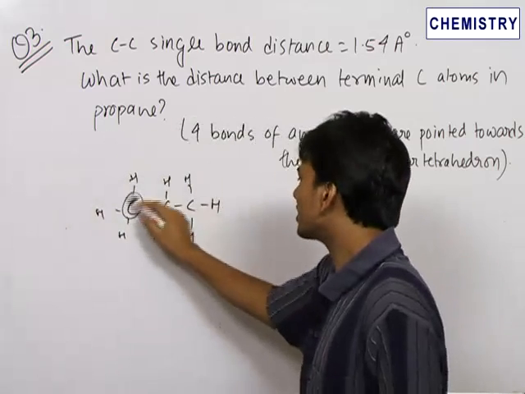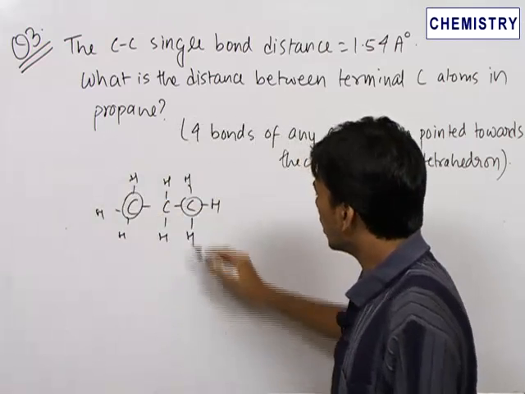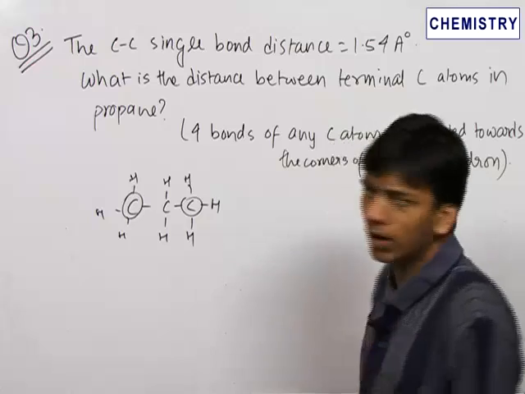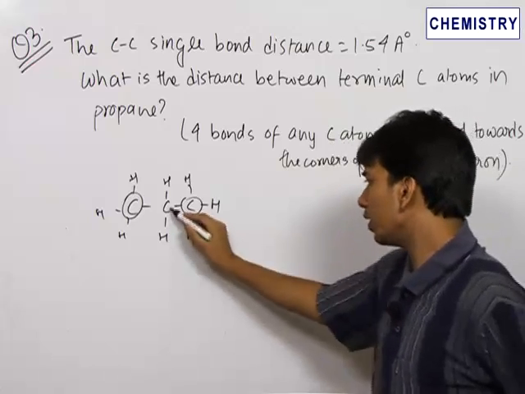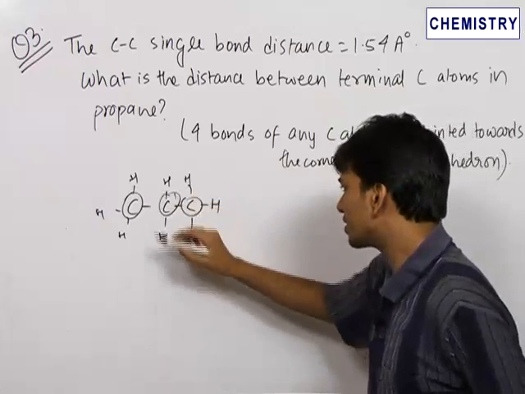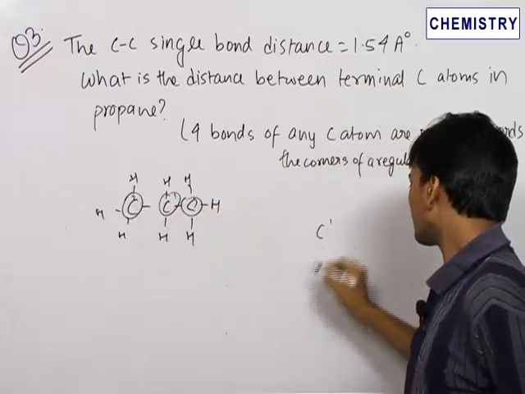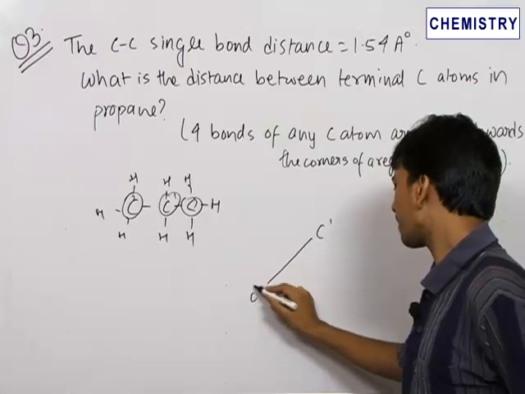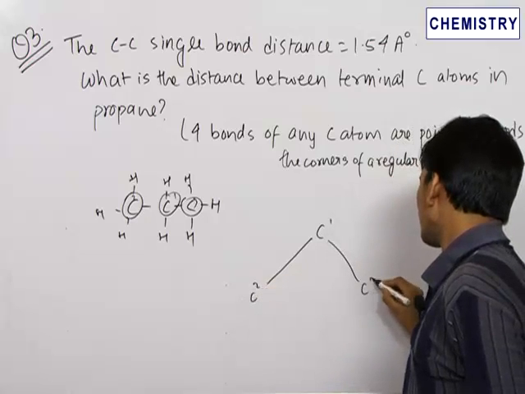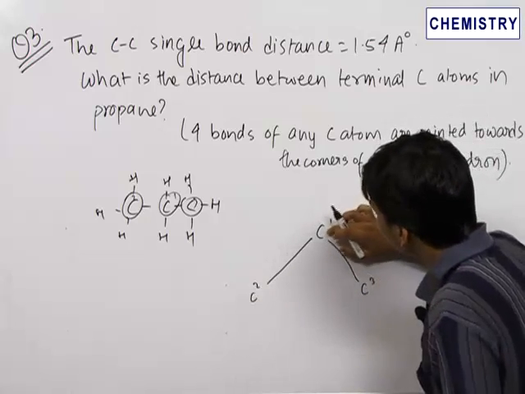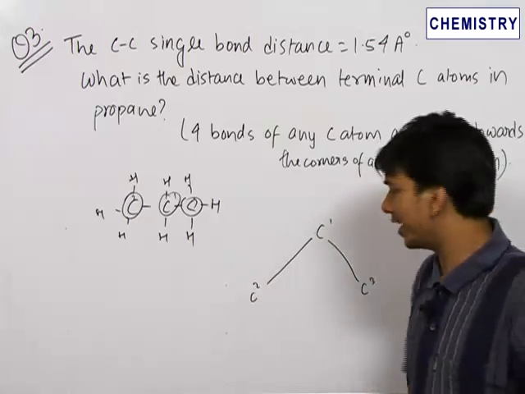We need to find out the distance between these two terminal carbon atoms, when it is given that the 4 bonds of any carbon atom are pointed towards the corners of a regular tetrahedron. Therefore, consider this carbon atom. Let us name it C1. This is C2. This is C3. Now for C1, we will be having these two at the two corners of the tetrahedron with C1 at the center of the tetrahedron.